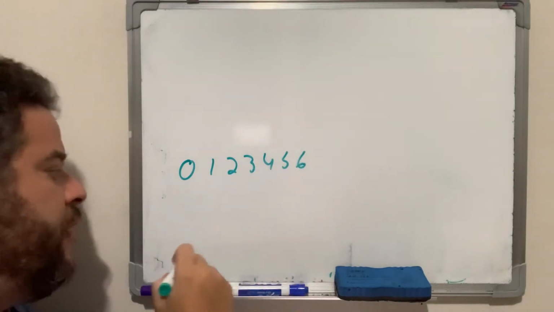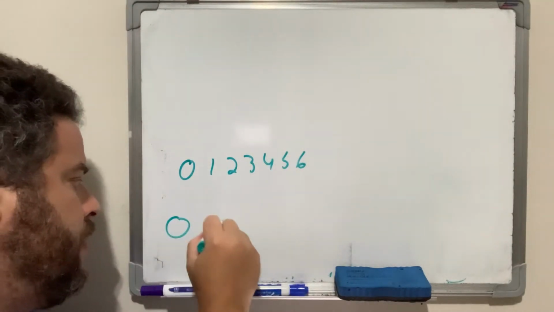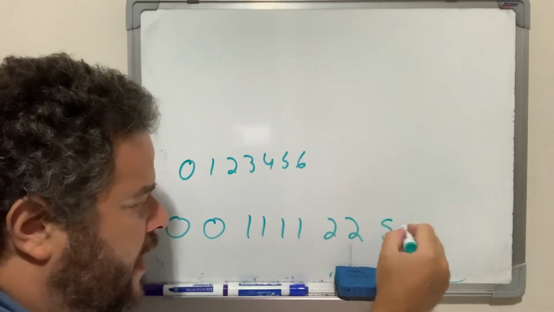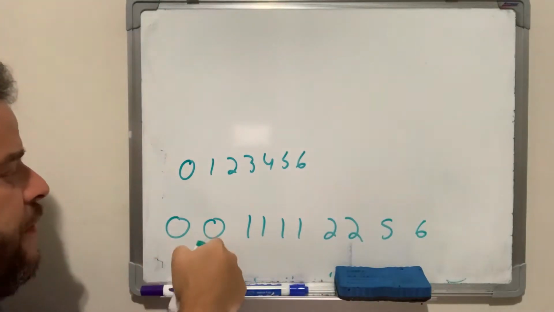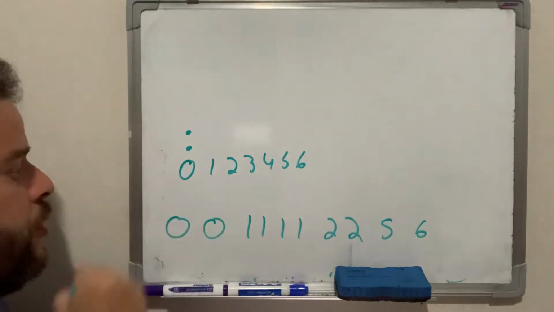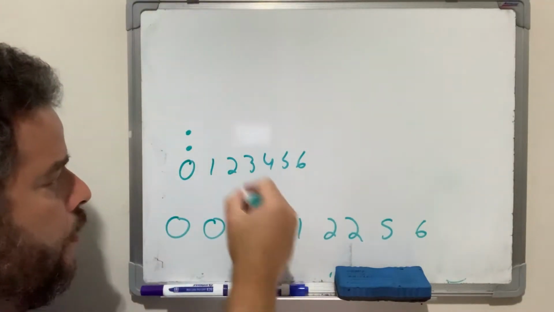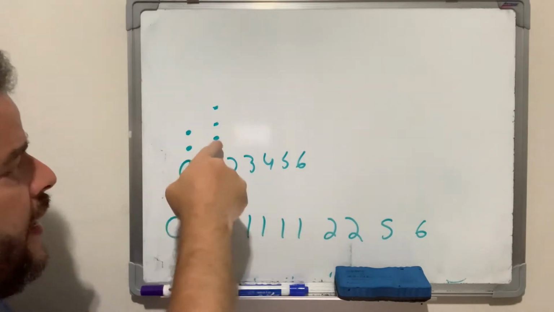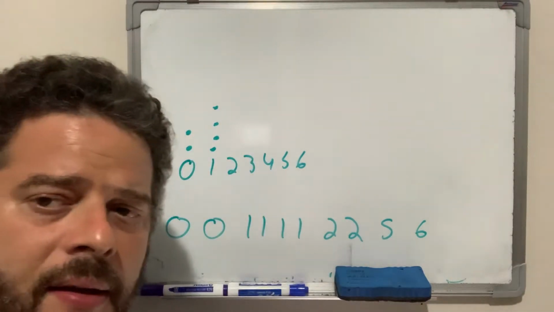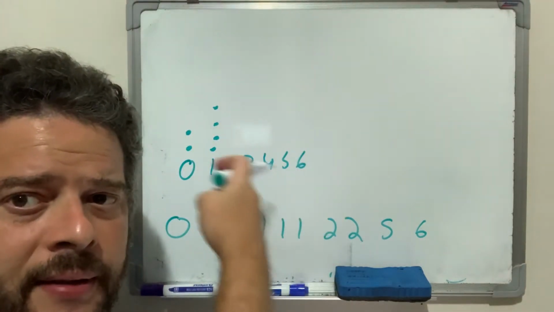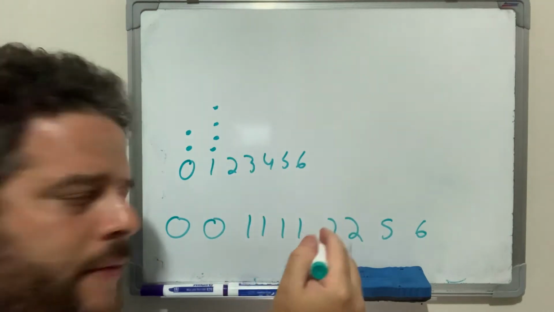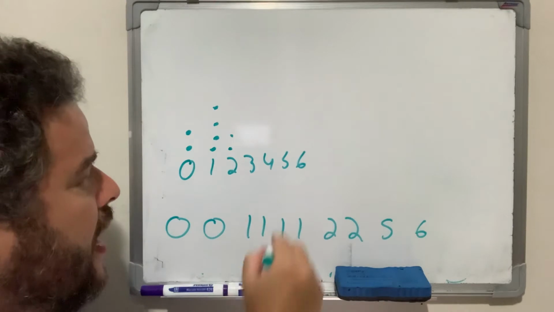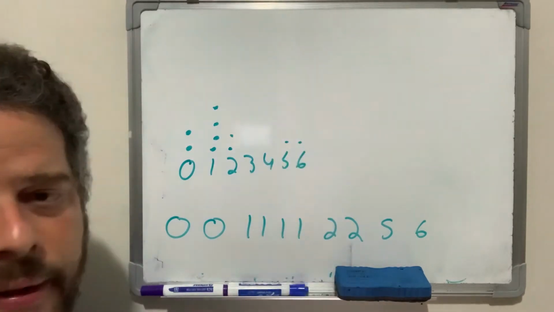Let's say I have a couple of measurements, and the measurements are 0, 0, 1, 1, 1, 1, 2, 2, 5, 6. I have 2 zeros, so I put 2 dots on the 0, 4 ones, so I put 4 dots on the ones. And again, the dots have to line up. I'm doing this as best as I can. I don't have graph paper. They do have to line up so you can easily see how many you have.